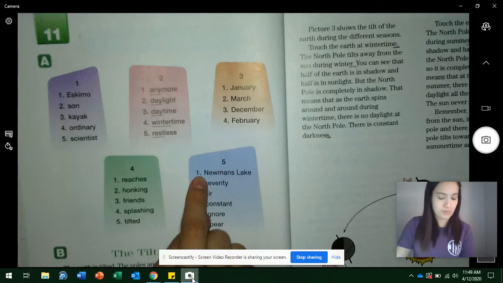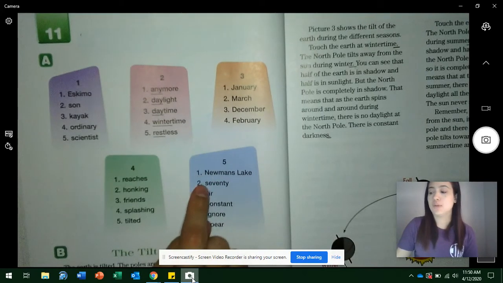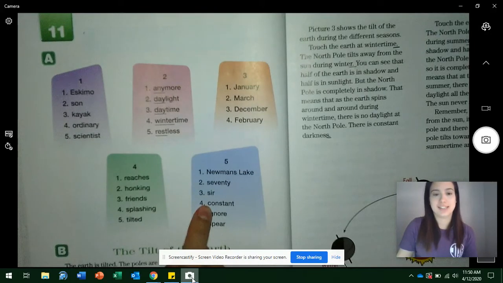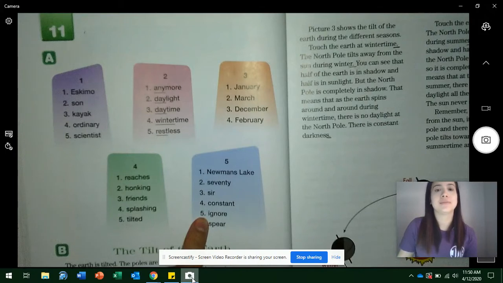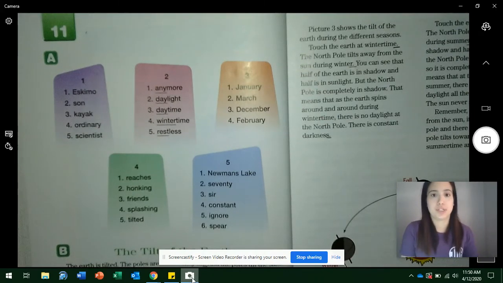Now let's go ahead and point to column five. And let's point to the words in word one. Number one, what words? Get ready. Newman's Lake. Word two, what word? Yes, 70. Word three, what word? Yes, sir. Word four, what word? Yes, constant. Word five, what word? Yes, ignore. Word six. What word? Yes, spear. Awesome job. So we reviewed and learned a lot of new words for our vocabulary.